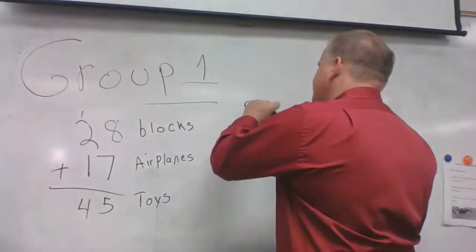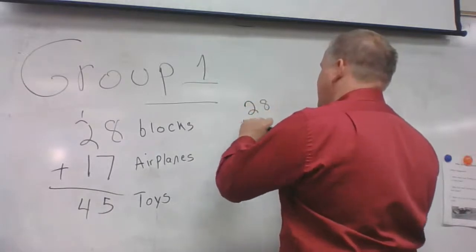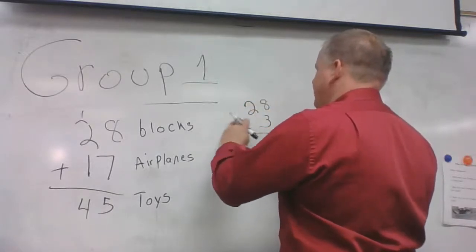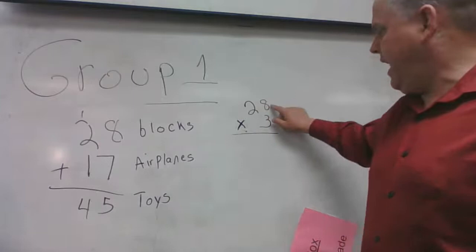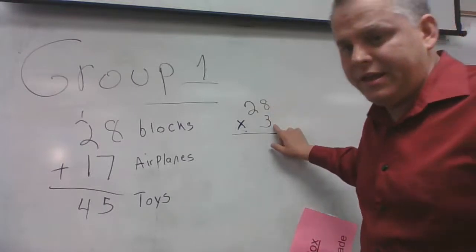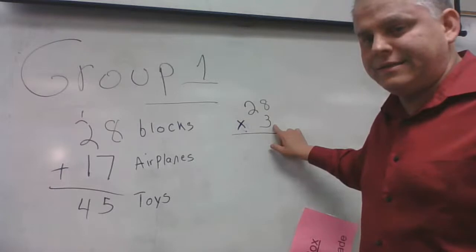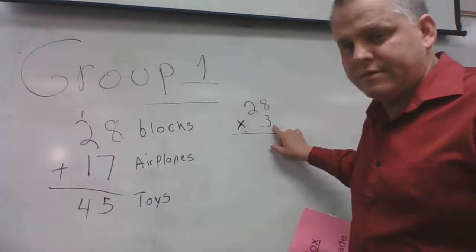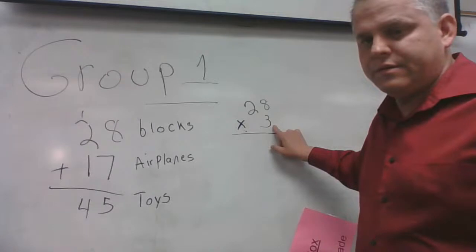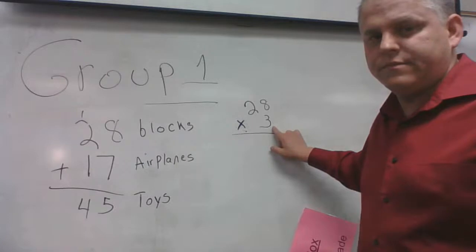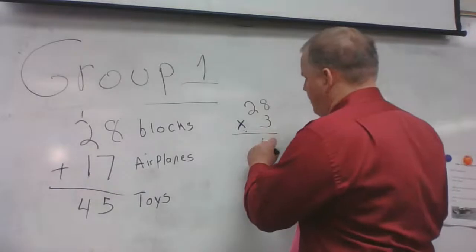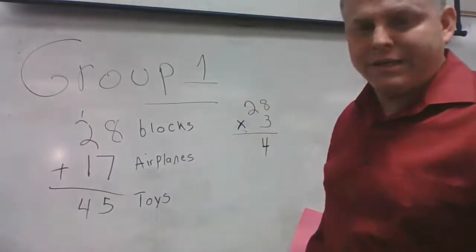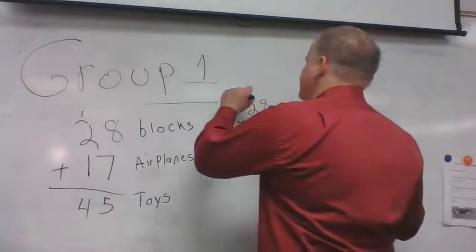So now I got to take 28 and multiply it by, oh, it's like a plus sign. Multiply it by 3. 8 times 3 is what? 24. I put my 4 in my ones column, and I got to carry my 2 tens.